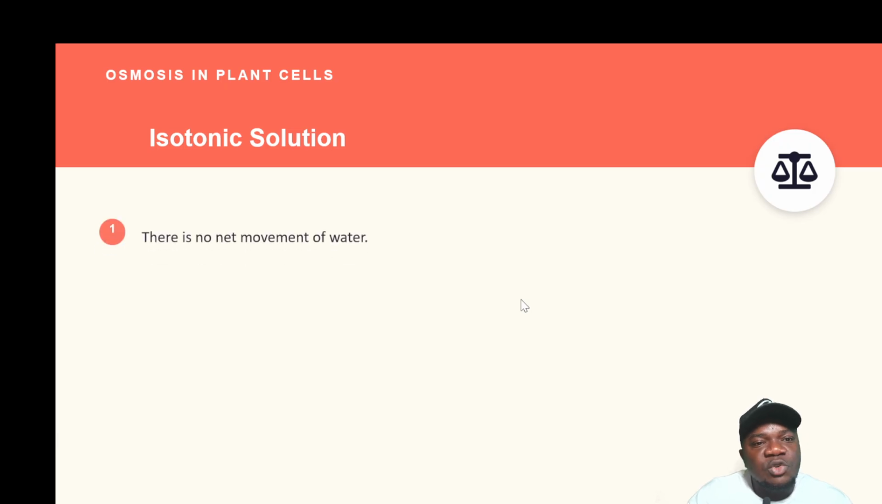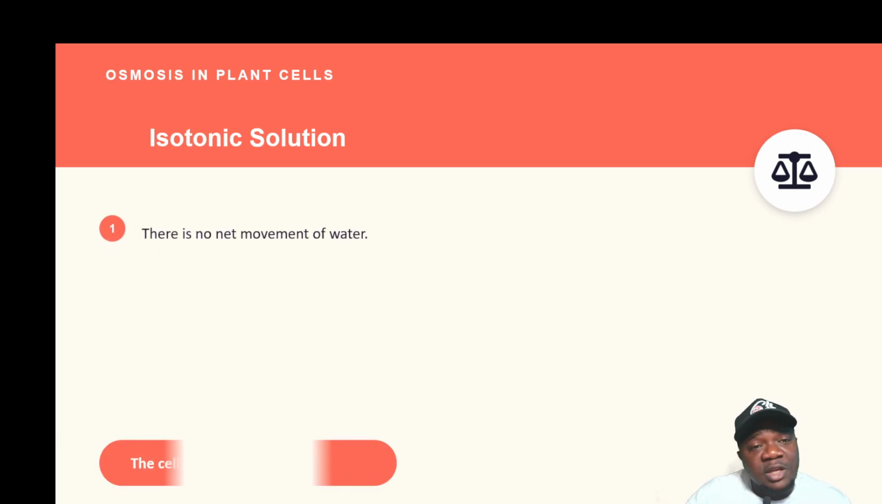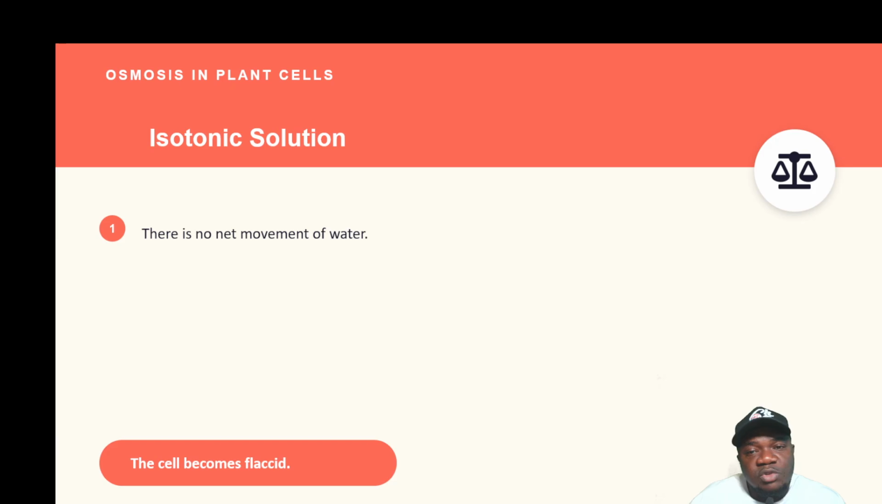So we have isotonic. So in this, there's no net movement of water, like I told you, just moderate, and the cell just becomes flaccid.